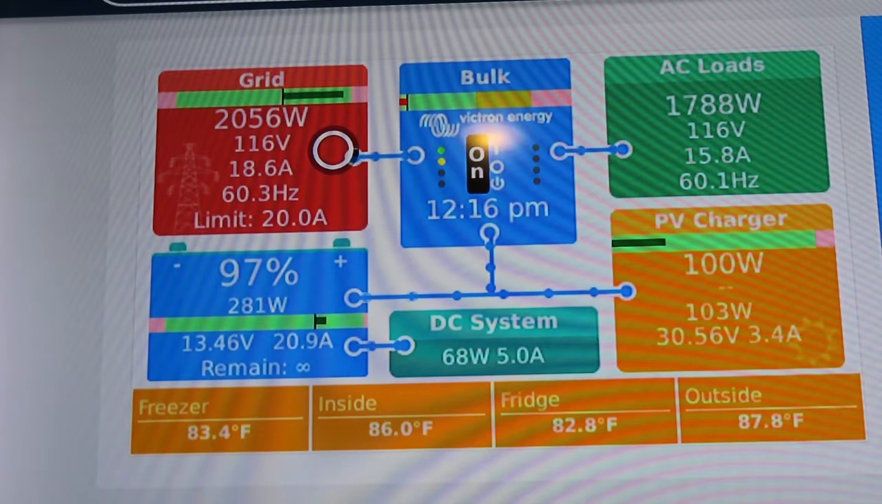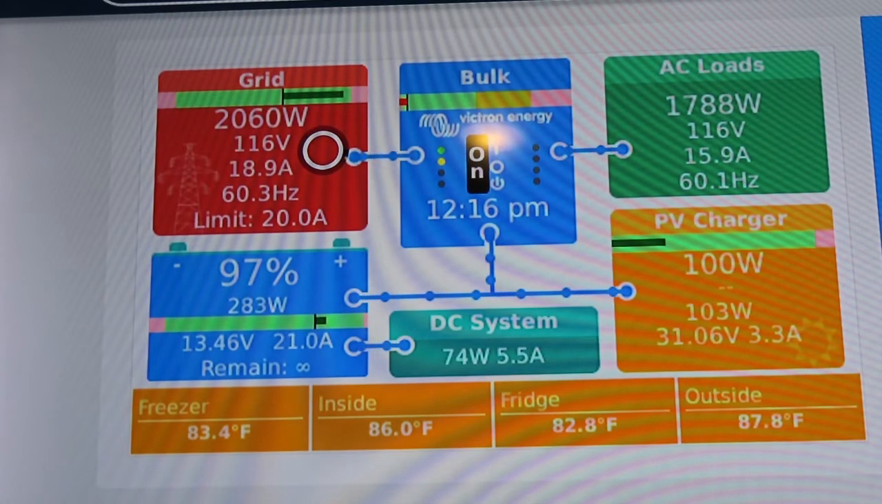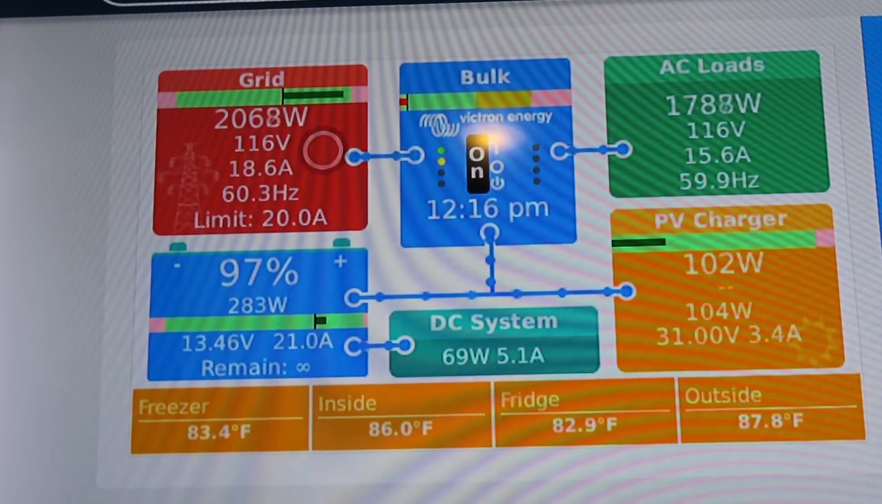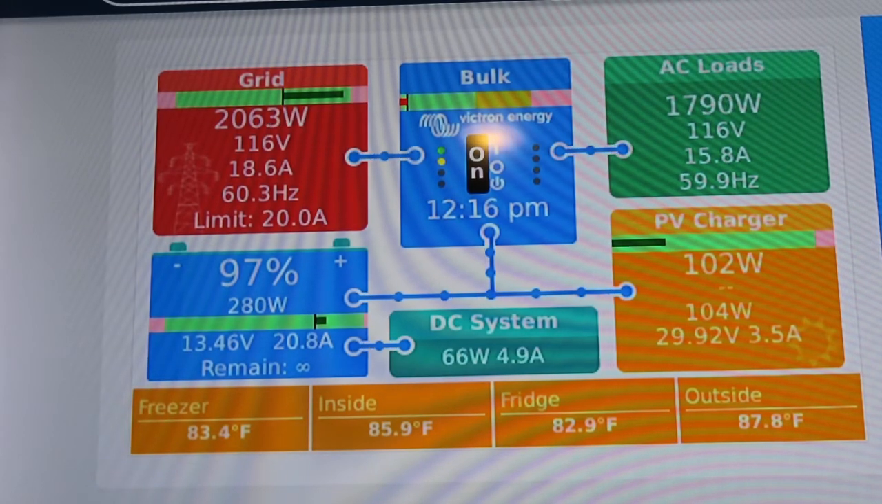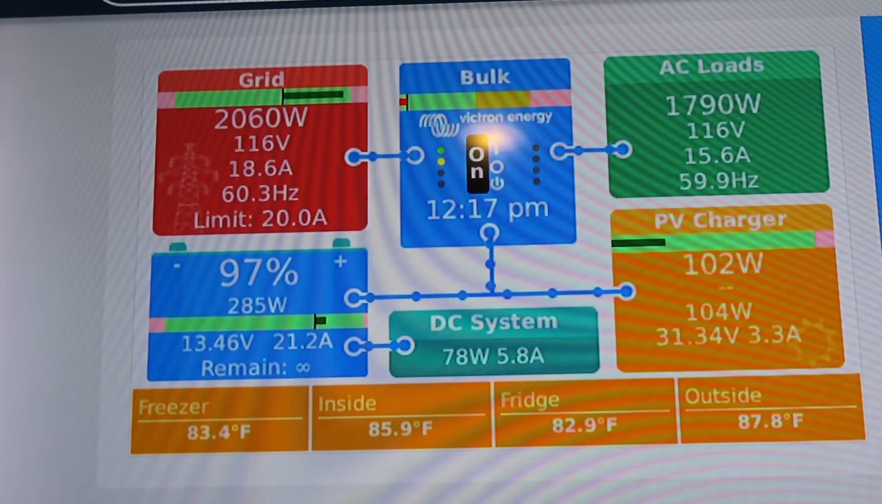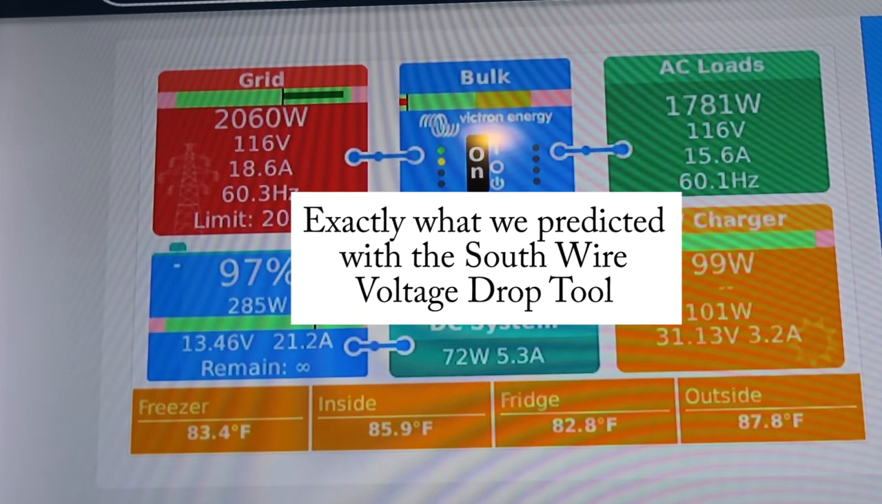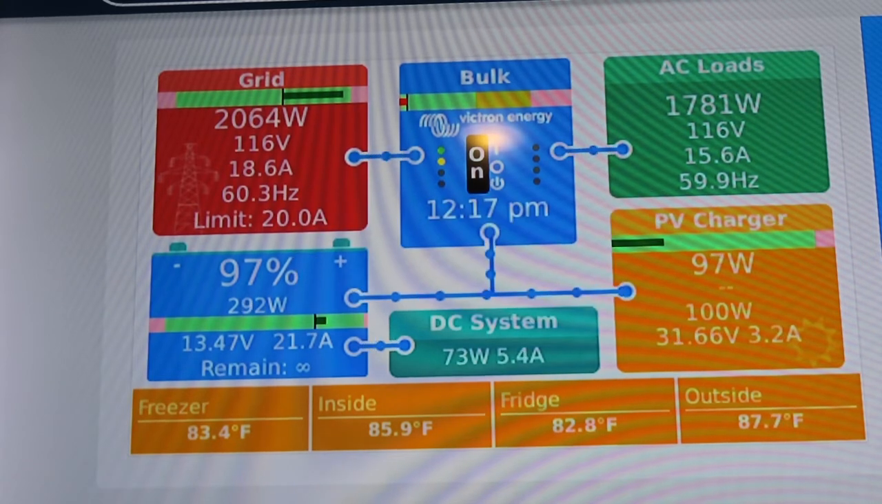All right, I've got the air conditioner running, and we're charging batteries right now. And if you remember, when we first hooked this up, we had about 120 volts. So we've got about a 4-volt drop across that distance. So remarkably better than what it used to be on my little 14 gauge 15 amp circuit.